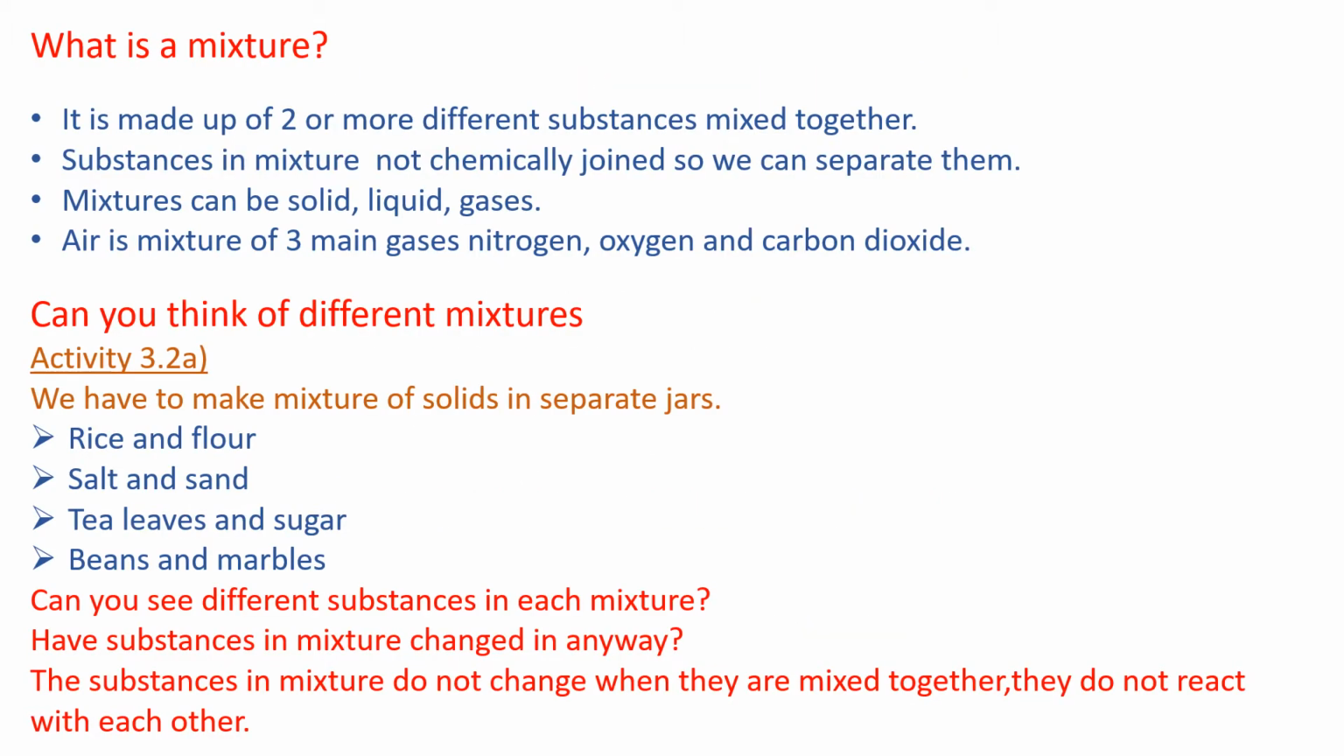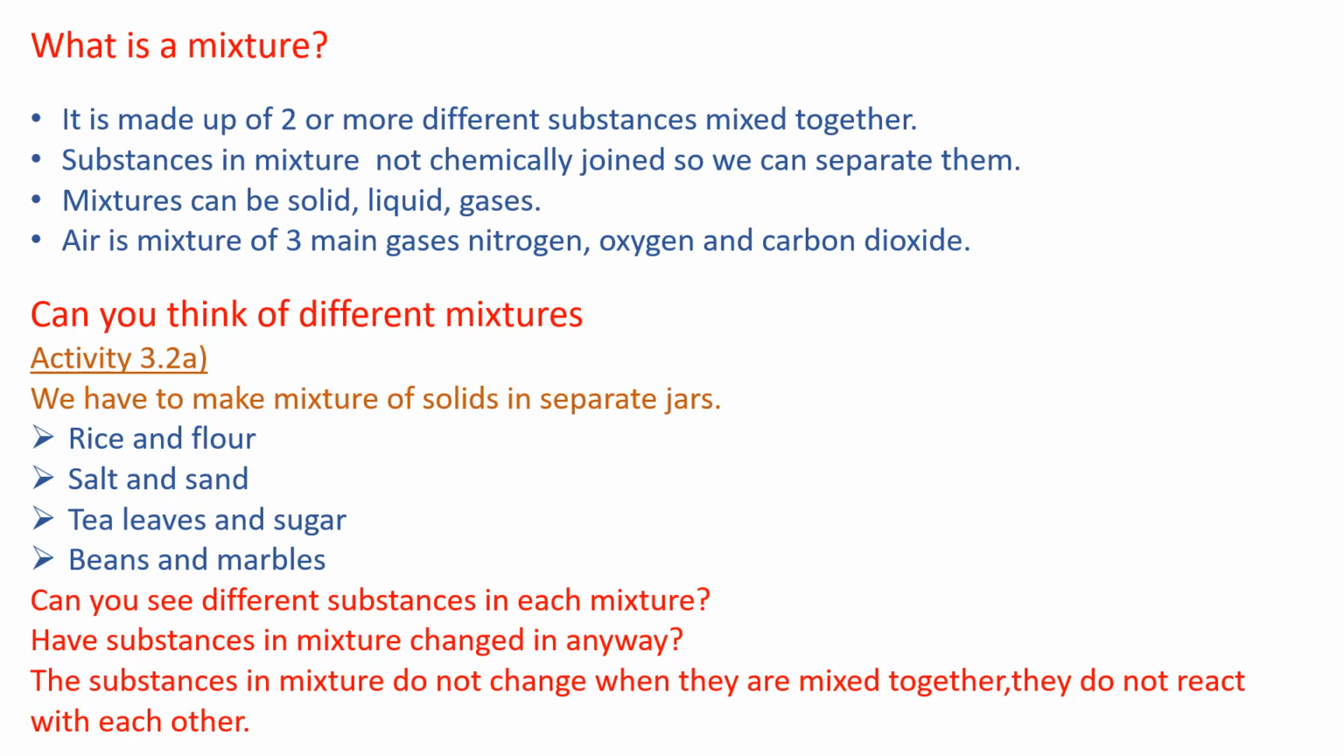What is a mixture? It is made up of two or more different substances that are mixed together. Substances in a mixture are not chemically joined, so we can separate them easily. Mixtures can be solids, liquids or gases. Air is also a mixture. It contains three main gases: nitrogen, oxygen and carbon dioxide. Can you also think of different mixtures?